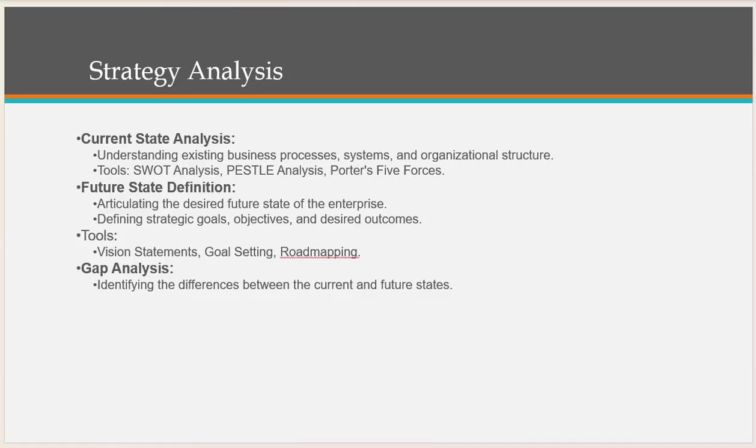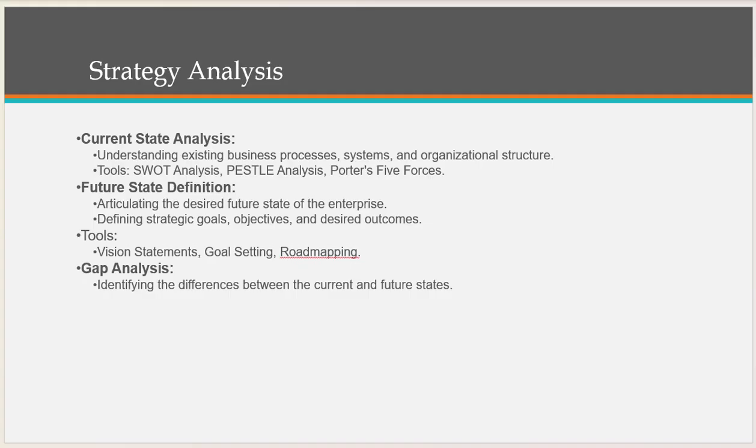So let's discuss the current state analysis. In current state analysis, we will understand the existing business process: how the business currently works, what techniques the current process uses, who the users of the current process are, and what the operational activities, systems, and organizational structure are. The tools we will use for the current state are PESTEL analysis, which stands for political, economic, social, technical, legal, and environmental. That's the long form of the PESTEL analysis. Then Porter's Five Forces model is another technique we use to do the current state analysis.